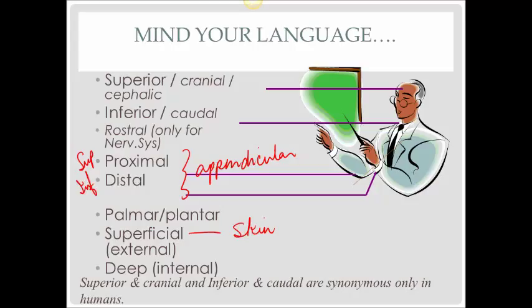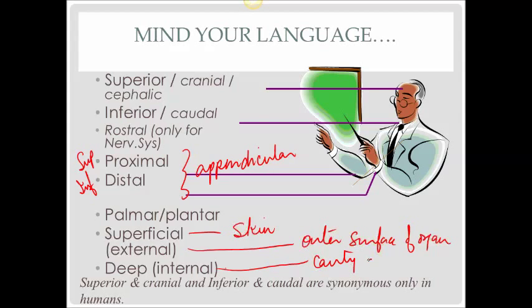When you take organs, they are all deep inside, so we don't use the words superficial and deep. Instead we use the words external and internal. The outer surface of an organ is known as external, and the inside or the cavity of an organ is known as the internal surface.